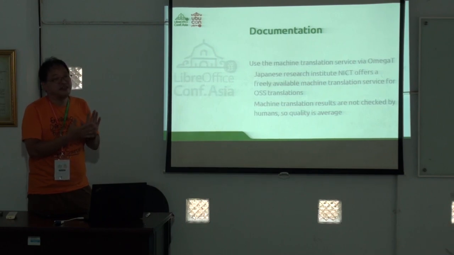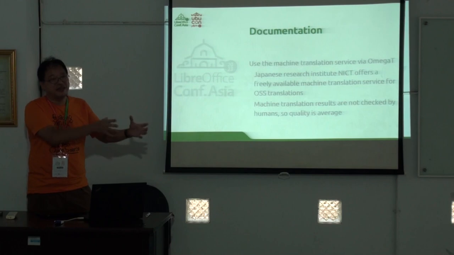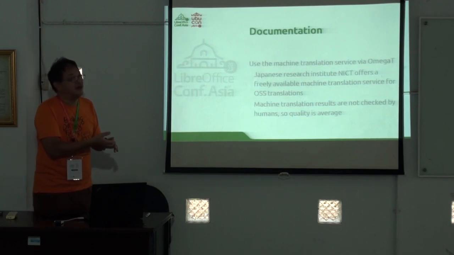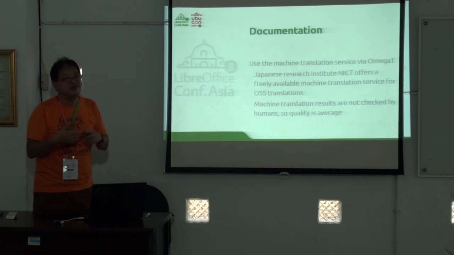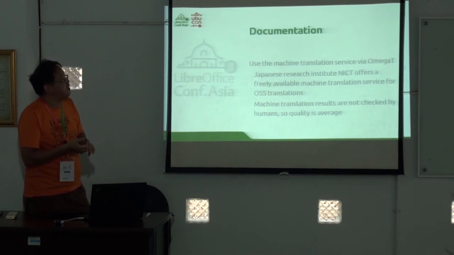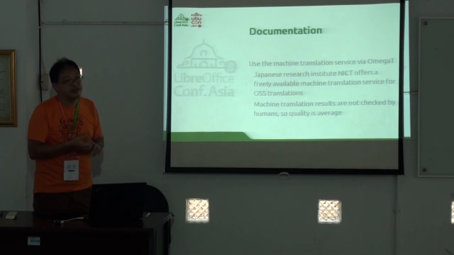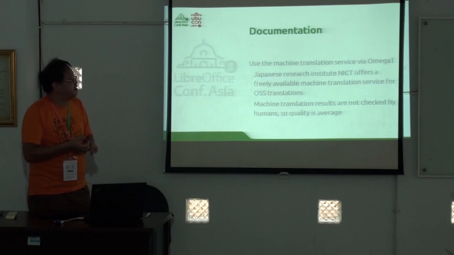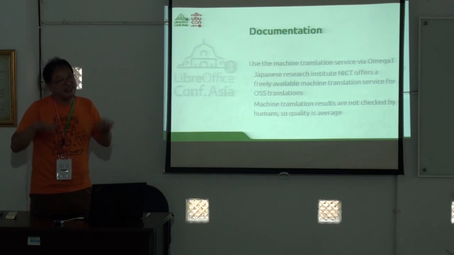Machine translation sometimes hits license problems. It cannot be used for official or commercial products. Google's terms are sometimes very ambiguous, and we cannot understand which use is preferred. But luckily, the Japanese research institute NICT offers a freely available machine translation service for open source. The machine translation results are not checked by humans, at least this time, so the quality is average or less than average.